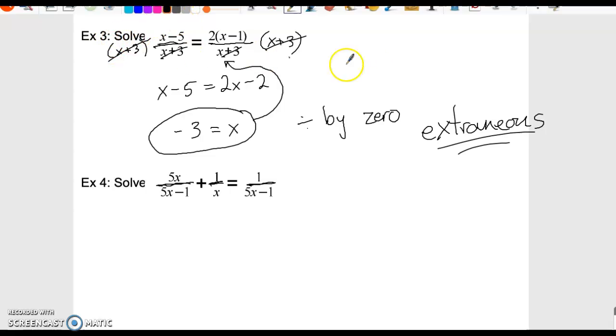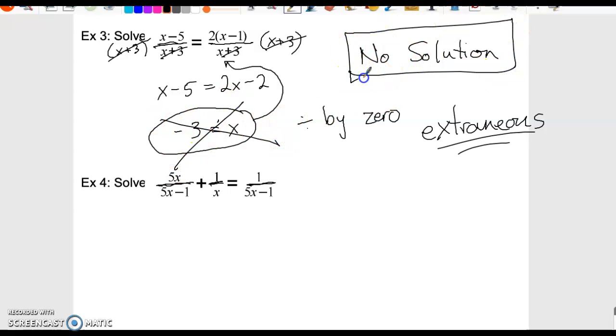So in this problem, there's actually no solution, because when you check your work, we'd be dividing by 0, and this is not correct. There is no solution.